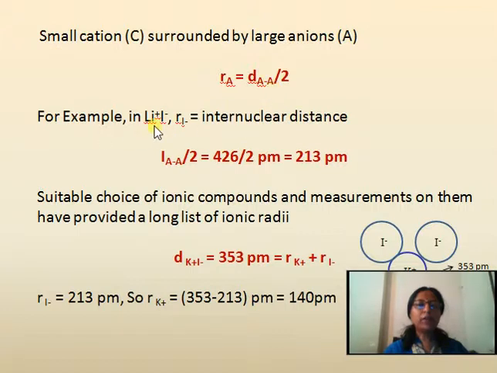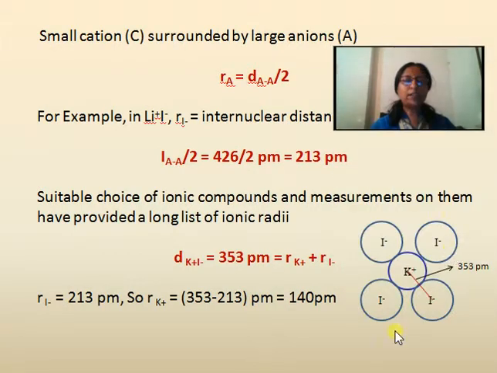For example, we have taken Li plus I minus, that means lithium iodide compound, and here R I minus is equal to the internuclear distance Iaa divided by 2, is equal to 426 divided by 2, which is equal to 213 picometer. Now we have taken the example of potassium iodide. So here you see the cation is large in size, so the anions present here, I minus, are not touching each other. But from here we have got the ionic radii value for I minus.